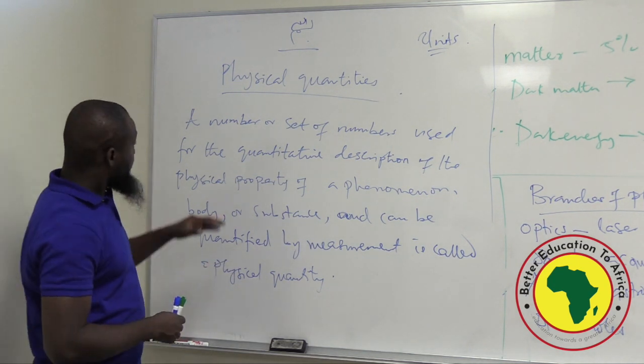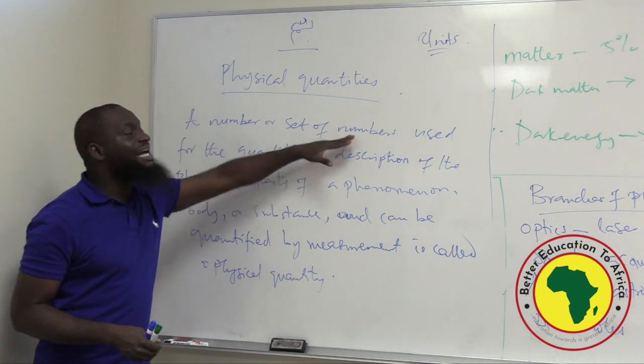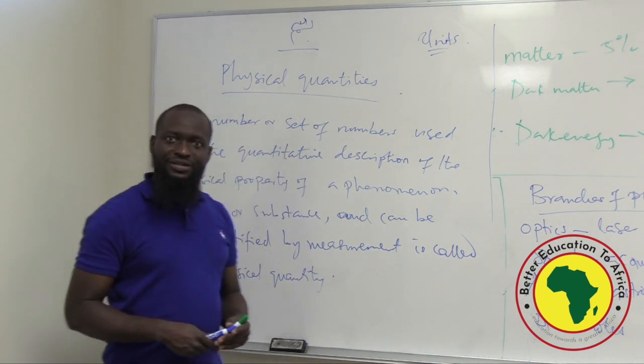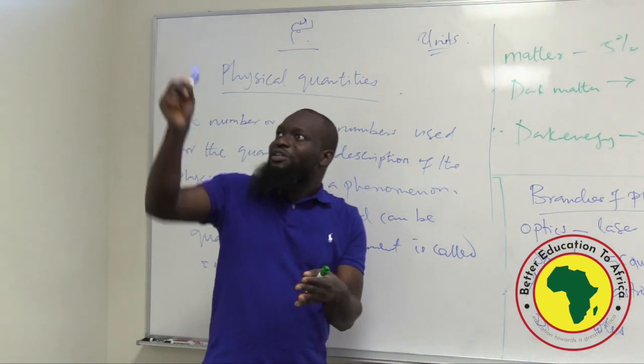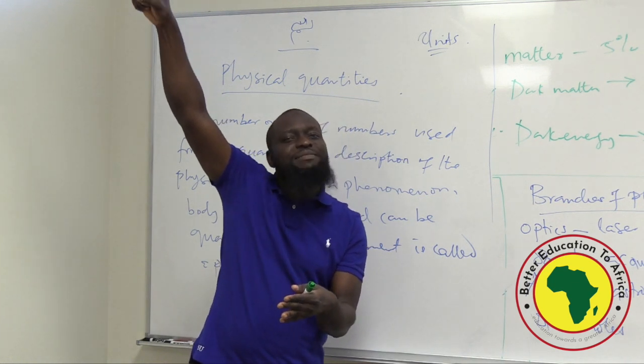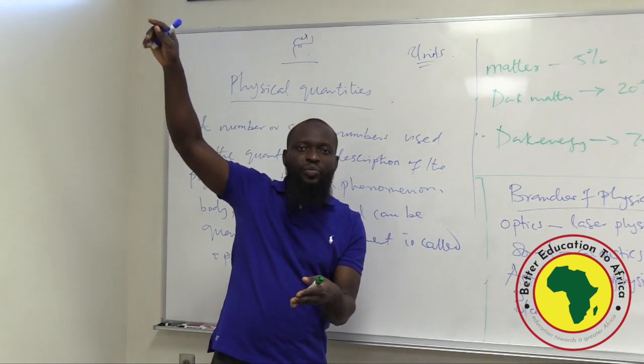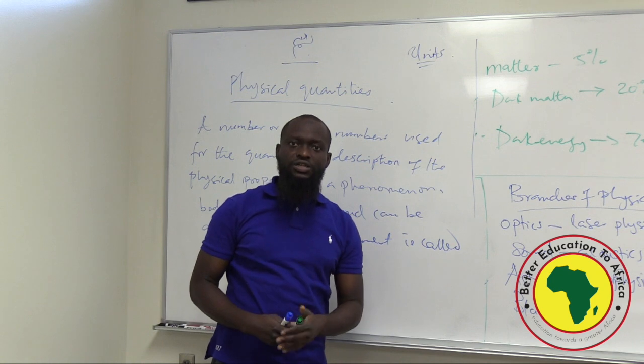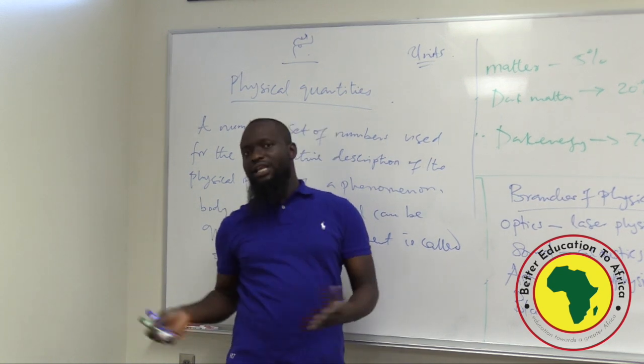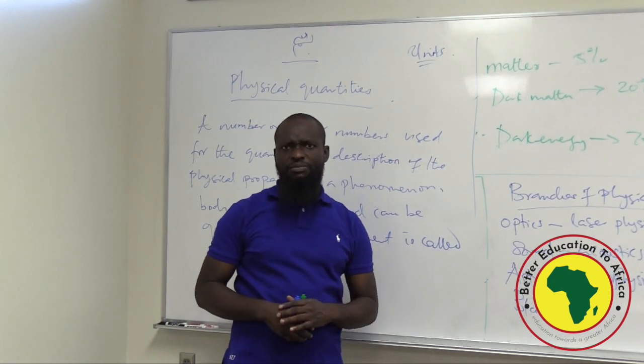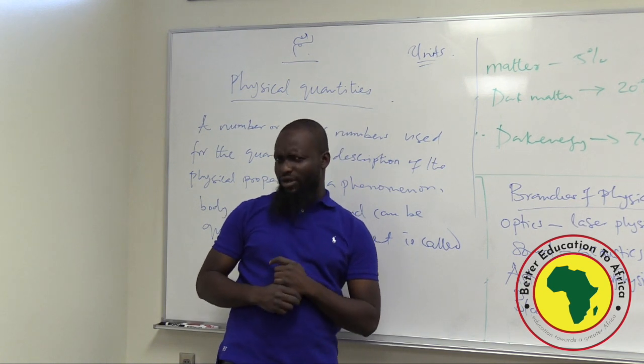Now, we said it can be a number or a set of numbers. Sometimes we can use three numbers to represent the location of an object in three dimensions, the X, Y, Z components. So it could be a set of numbers to represent the displacement or the acceleration or some coordinate system or whatever physical quantity you are talking about.